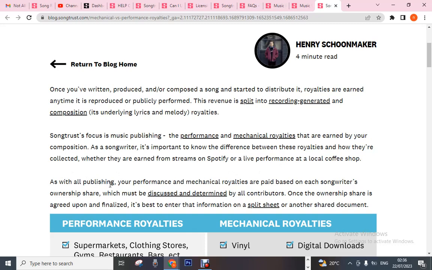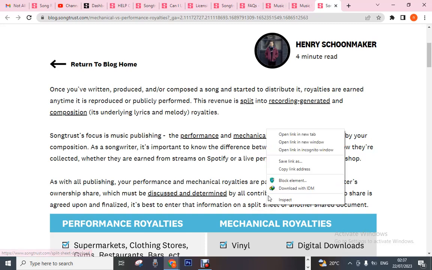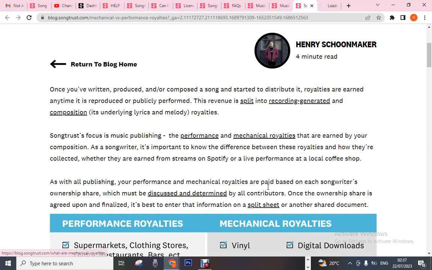As with all publishing, your performance and mechanical royalties are paid based on each songwriter's ownership share, which must be discussed and determined by all contributors. Once the ownership share is agreed upon and finalized, it is best to enter that information on a spreadsheet or another shared document.